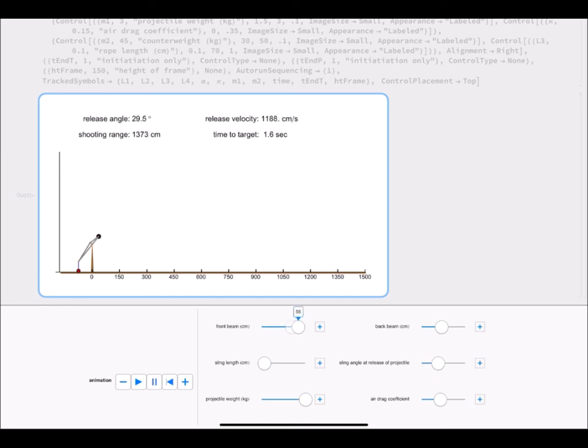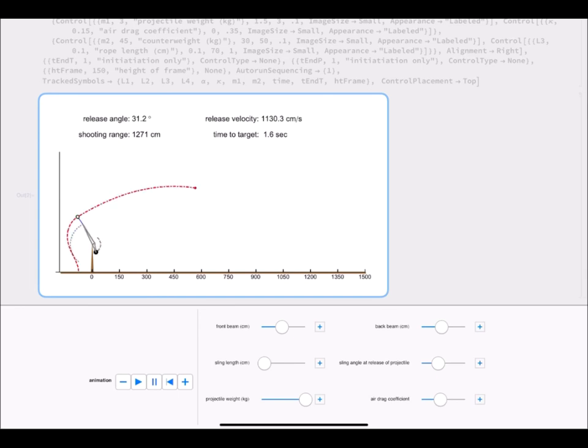For example, the front beam, I can change the length of that front beam. The back beam, again, I can change the length of that thing. I can also change the length of the sling and so on. And the idea here is that the motion will be split up into two pieces. Initially, as the heavy counterweight falls under gravity, this will swing around the back beam, and then there'll be some release condition for the projectile, which will then be flung along. That second part then is a ballistic motion. The particle is no longer in the sling, it's just falling under gravity. So let's give it a shot.